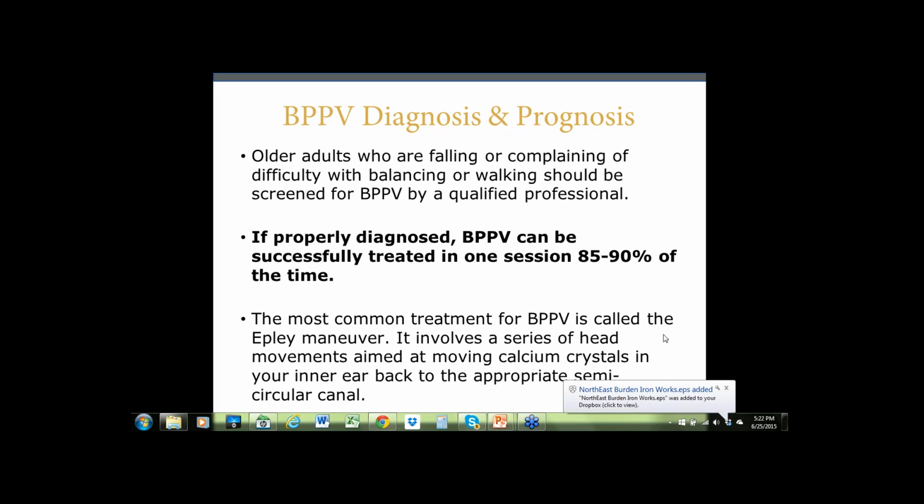The most common treatment for BPPV is called the Epley maneuver, where we reposition those crystals, kind of like a pinball game with the skull, using the force of gravity. It can fix BPPV in one treatment about 85 to 90% of the time. So it's really great.